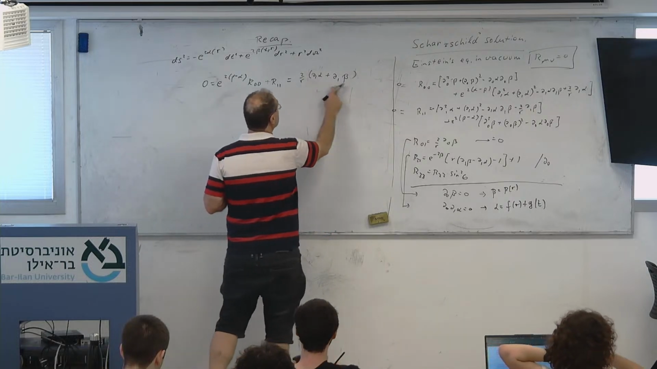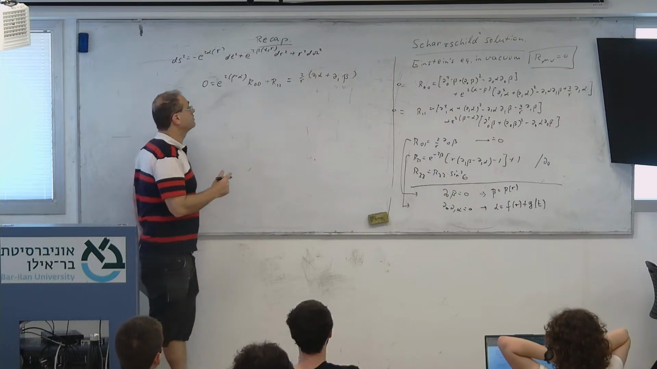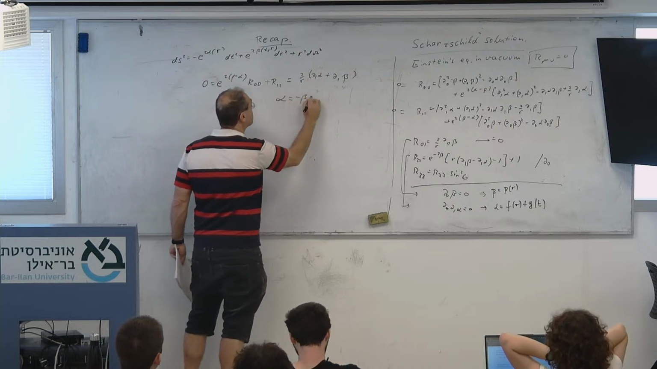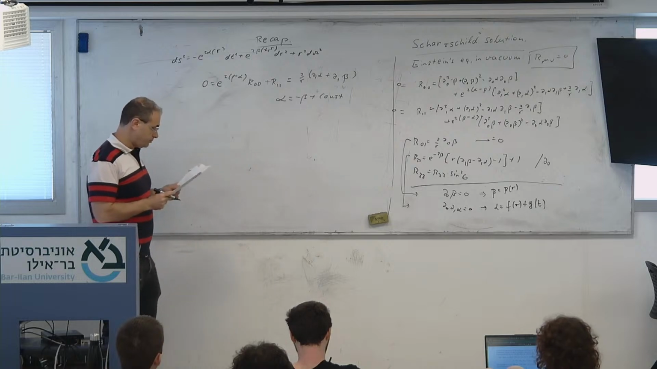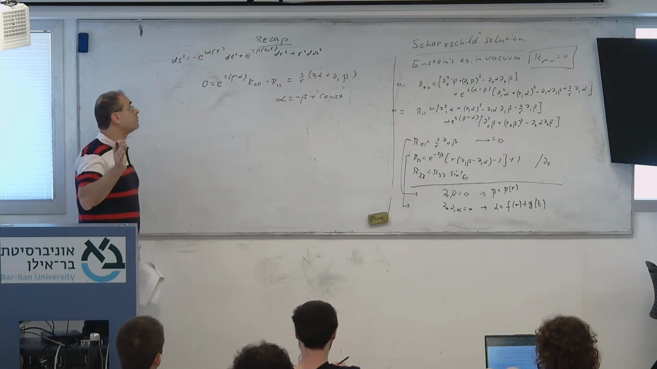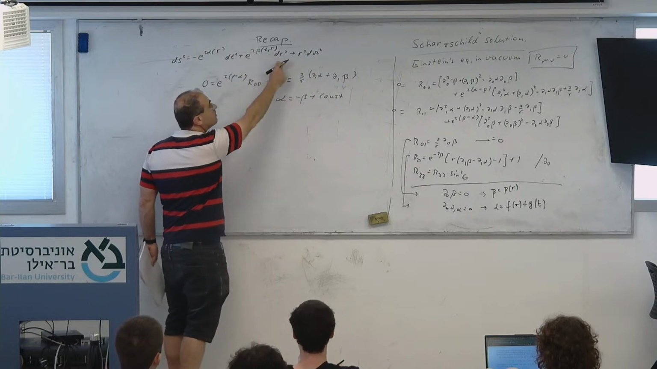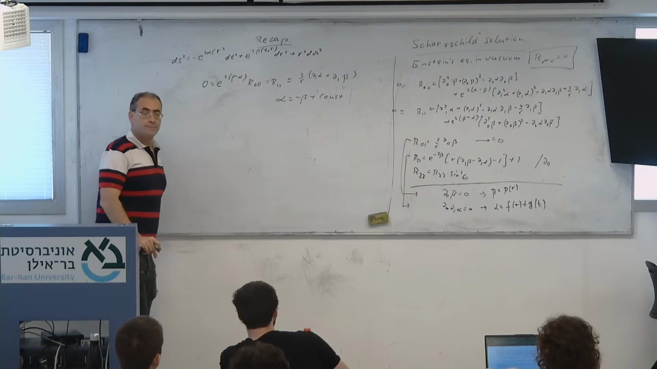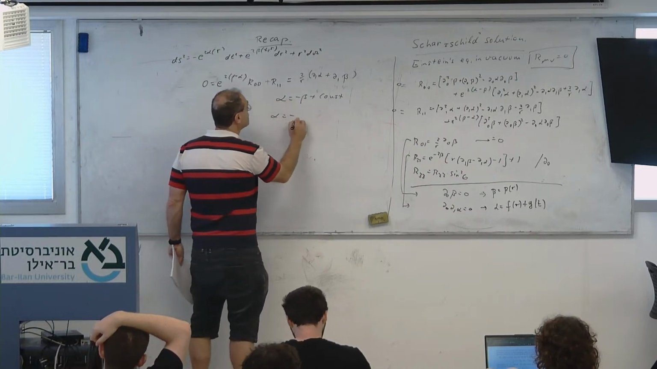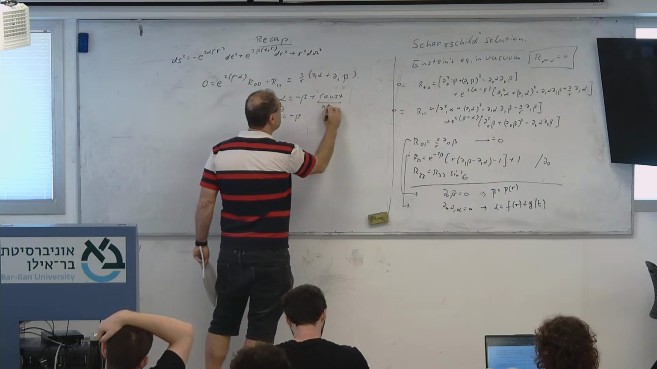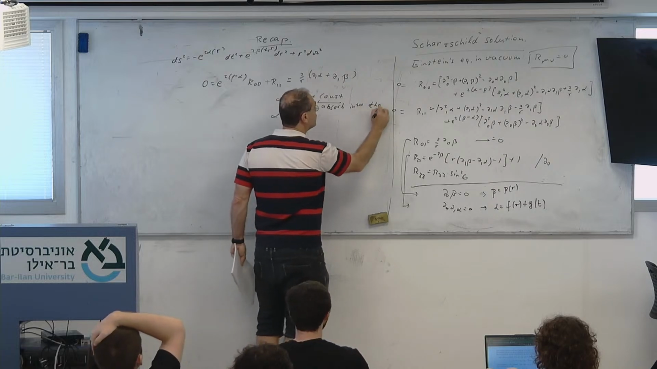If this is equal to 0, what does it mean? Alpha equals minus beta plus a constant. And again, we can get rid of the constant by rescaling the coordinates. We can just put that constant here and absorb it into the coordinate r. And so we can simply write alpha is equal to minus beta, into the definition.